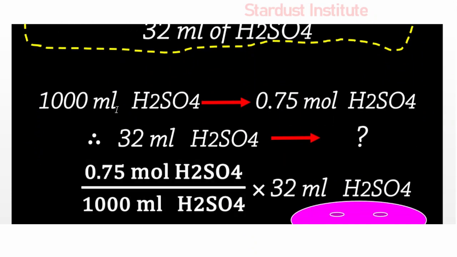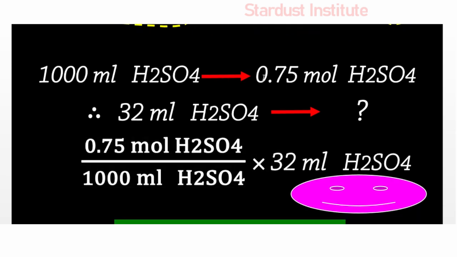In 1000 milliliters of H2SO4 solution, there are 0.75 moles of H2SO4. Now we have to find in 32 milliliters of sulfuric acid solution how many moles of H2SO4 are there. In 1000 milliliters, there are 0.75 moles of H2SO4. Now we want to find in 32 milliliters of H2SO4 solution how many moles of H2SO4 are there.